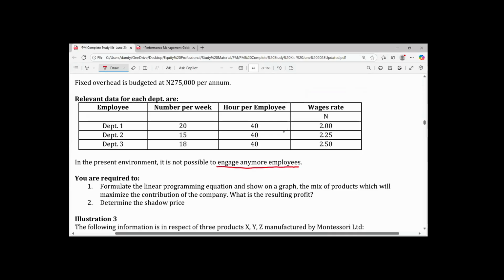You are required to formulate the linear programming equation and show on a graph the mix of products which will maximize the contribution of the company. What is the resulting profit? 2. Determine the shadow price.